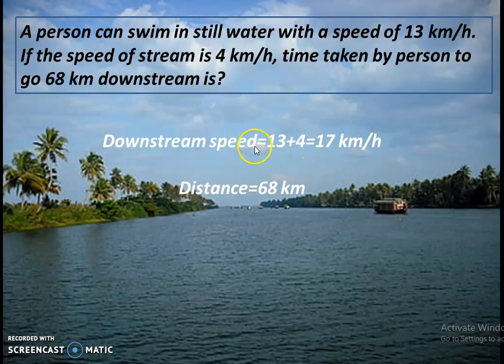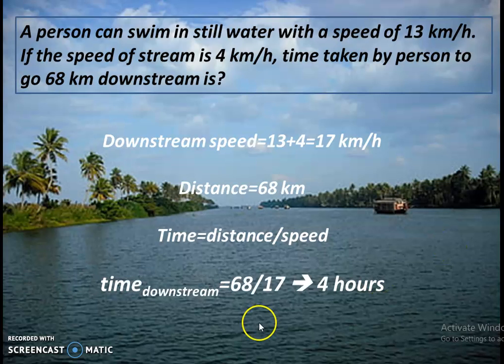Now we know the speed, we know the distance, and we need to calculate the time. So we have a formula to calculate time, that is distance upon speed. As we know, speed is distance upon time, so to calculate time, we divide distance by speed. Now putting the values of speed and distance, we can calculate the time to go downstream, and that will be 68 divided by 17, and this equals 4 hours. So this is the answer.